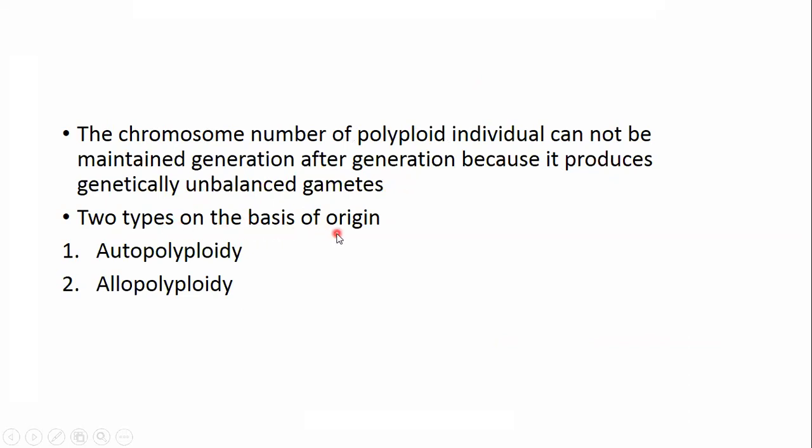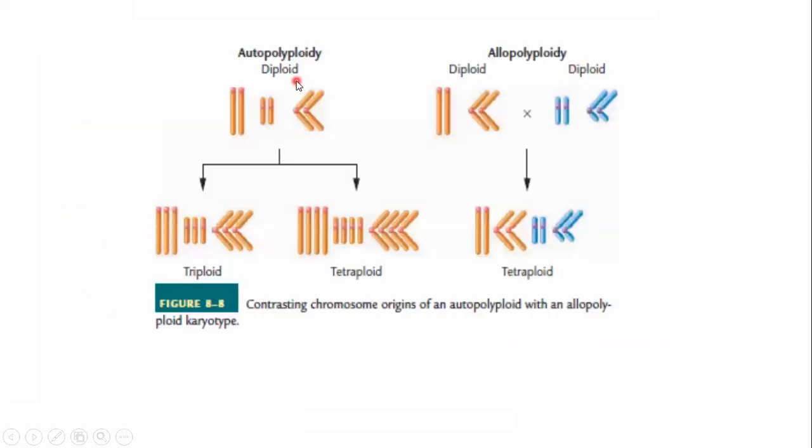There are two types on the basis of origin, represented as autopolyploidy and allopolyploidy. In autopolyploidy, extra haploid sets are added to the individual, and these haploid sets belong to the same species. If identical haploid sets are added in the diploid genome, it is autopolyploidy, while if different haploid sets are added in the diploid genome, it is allopolyploidy.